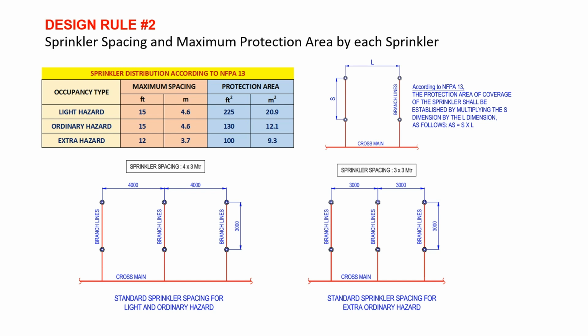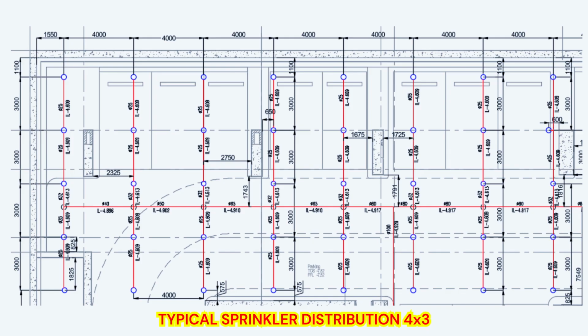Suppose in any case you want to change the dimension, let's say from 3 to 3.1, then you have to reduce the 4 accordingly to keep it at 12 square meters. But please keep in mind that in all Gulf countries or anywhere, we basically use the standard dimension: branch to branch 4 meters and sprinkler to sprinkler 3 meters. This is an example of sprinkler distribution in the basement area. You can see here the branch to branch is 4 meters and sprinkler to sprinkler is 3 meters.